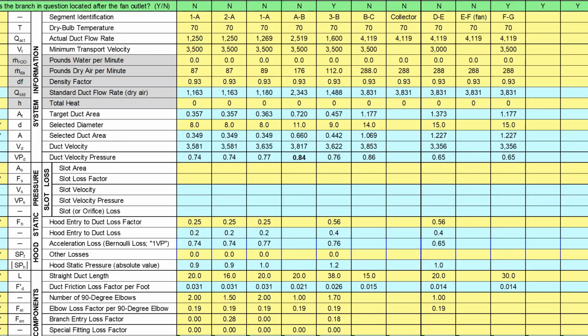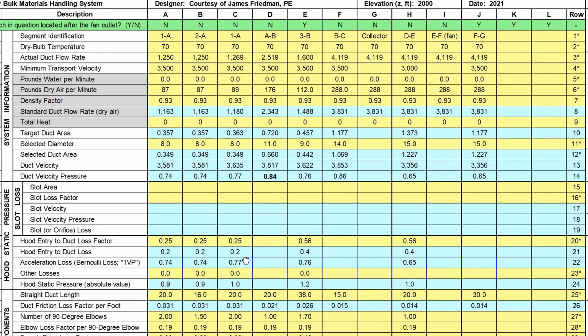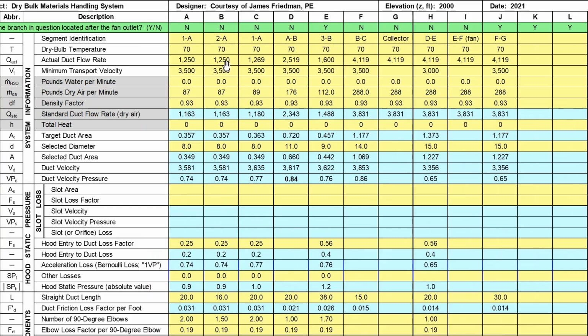So let's look at that. Again, now we have 1250 CFM in duct 2 to A, 1269 in duct 1 to A. We have a velocity in duct 2 to A of 3581 feet per minute, a velocity in 1 to A of 3635 feet per minute. We have a velocity pressure of 0.74 inches of water gauge in this duct. We have a velocity pressure of 0.77 inches of water gauge in this duct.